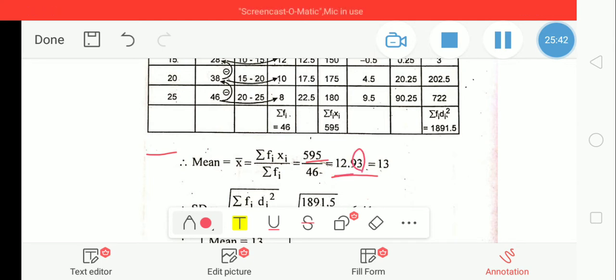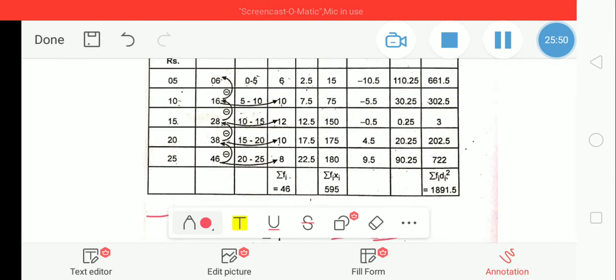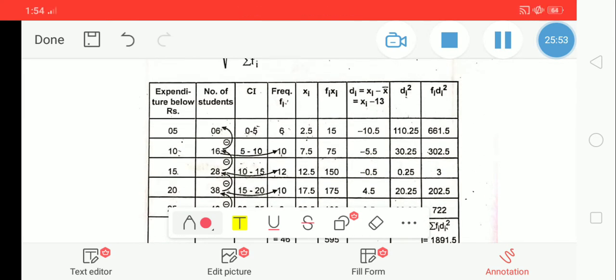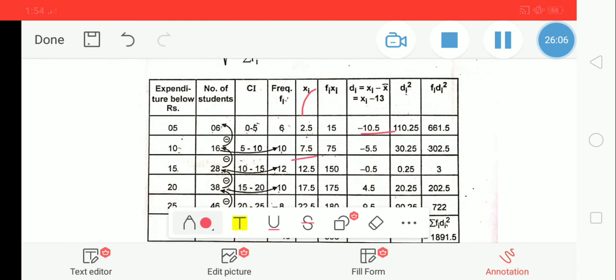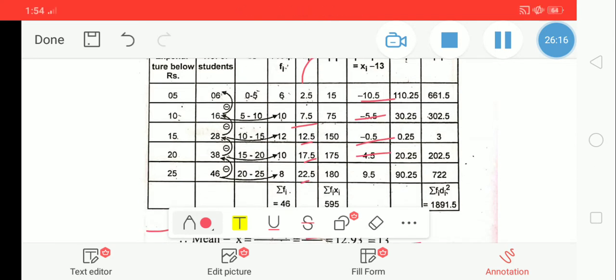So we can take the mean as approximately 13. Now di, we know what di is: xi minus x bar. So xi means 2.5 minus 13, that gives minus 10.5. 7.5 minus 13, so minus 5.5. 12.5 minus 13, minus 0.5. 17.5 minus 13, 4.5, and 22.5 minus 13, 9.5.